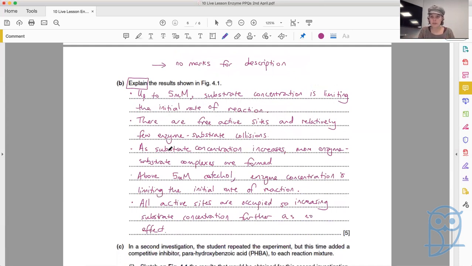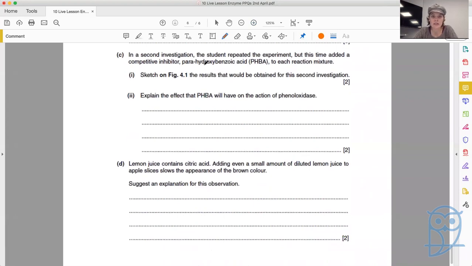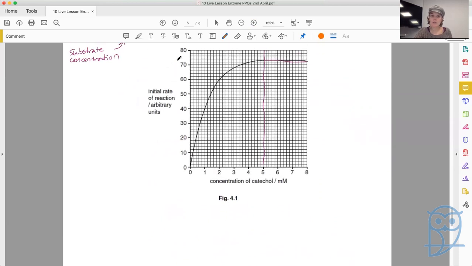We have now a second investigation, repeating the experiment, adding an inhibitor. So sketch on figure 4.1 the results that will be obtained for the second investigation, which is with a competitive inhibitor. So when we have a competitive inhibitor, we have eventually the same thing, because eventually you have high enough substrate concentrations that everything calms down. So we would also get to Vmax, we would just get there much slower. So there is our line with our inhibitor.